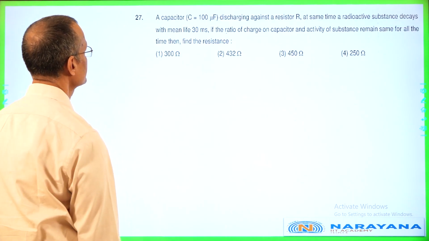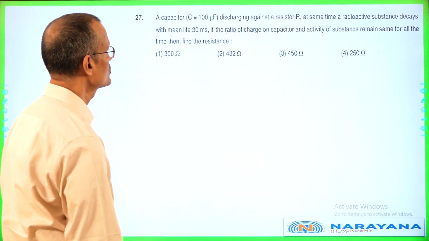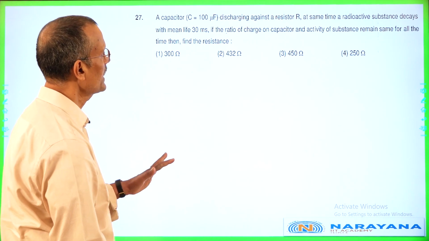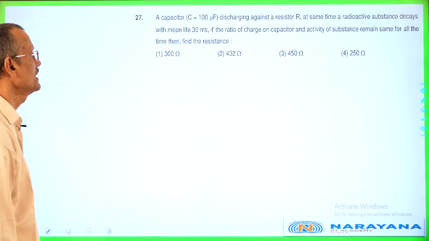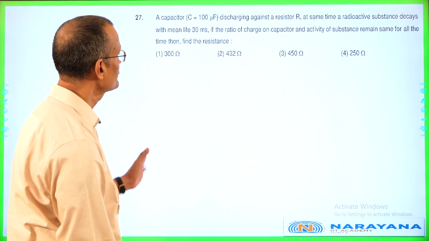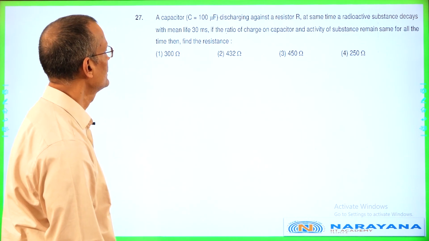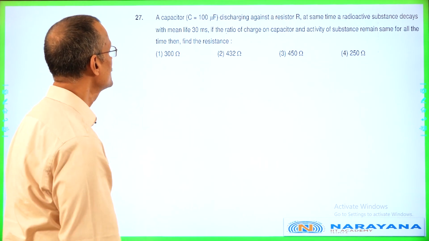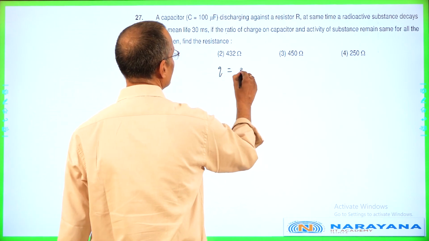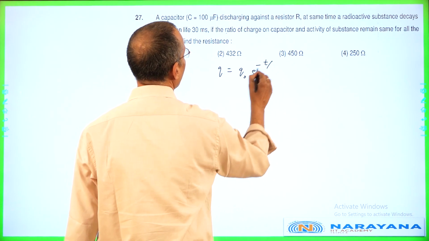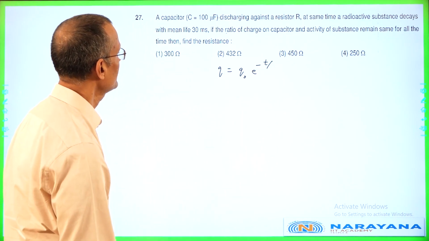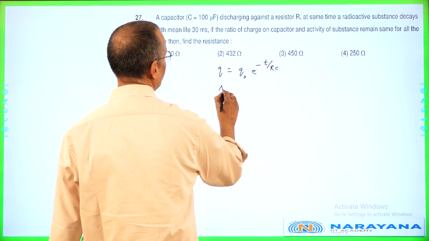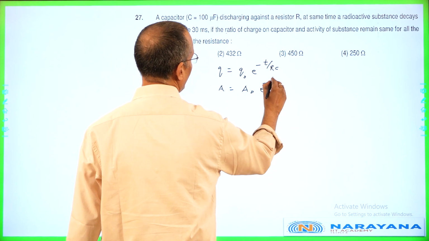I am now on 27. A capacitor is discharging against a resistor R. When the capacitor is discharging, at the same time, a radioactive substance is also decaying with mean life 30 milliseconds. The ratio of charge and activity remains the same. Means Q equal to Q naught e to the power minus T by RC, okay, no. Capacitance and resistance, they have given you, find the resistance. So, RC, and activity will be equal to A naught e to the power minus lambda T.